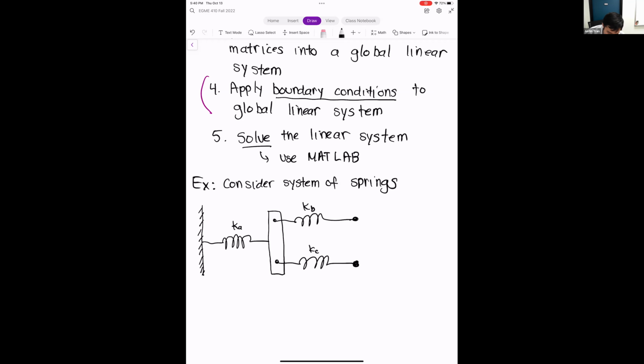And then on these springs, we're going to apply forces. We'll apply a force in this direction, which we'll call F3, and then we'll apply a force in the other direction on the other node, which we'll call F4.